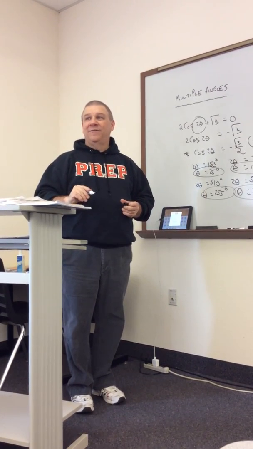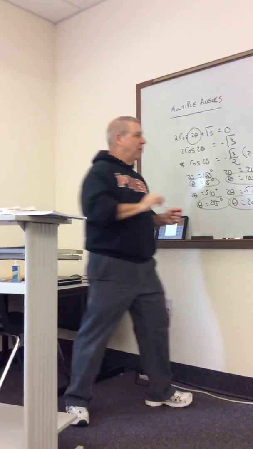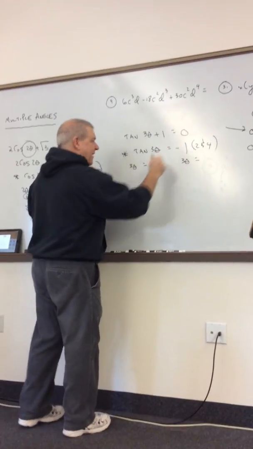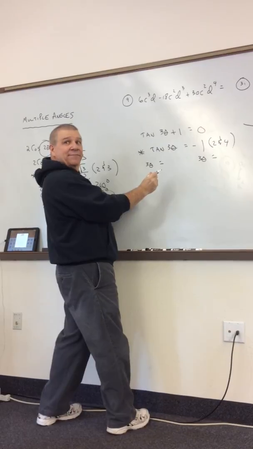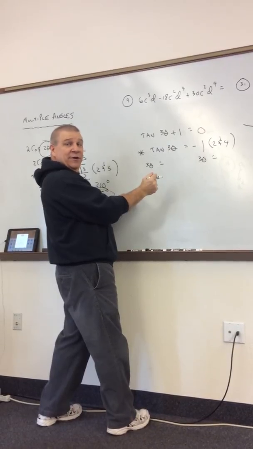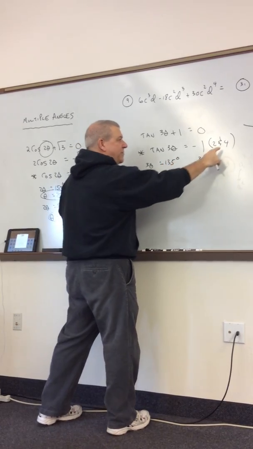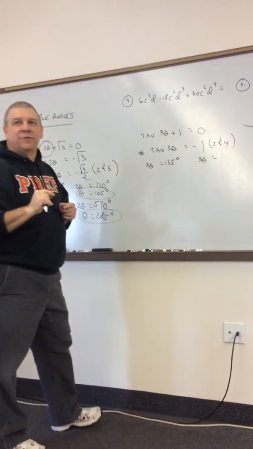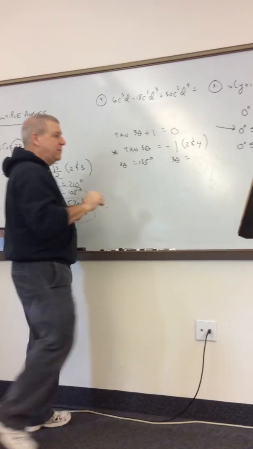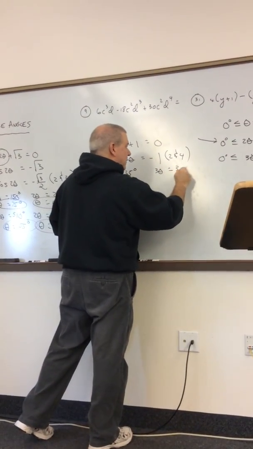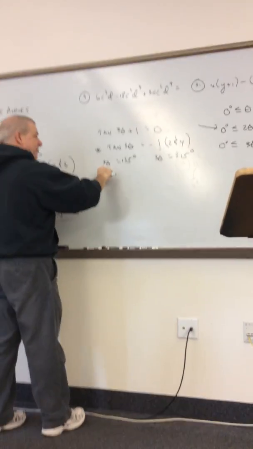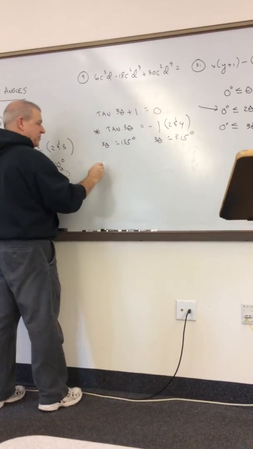Jack? 45, right? So, what's the angle in the second quadrant with the 45? Somebody? Ethan? 135. What's the angle in the fourth quadrant with a 45? Rob? 315. Now, skip a line. Skip a line.